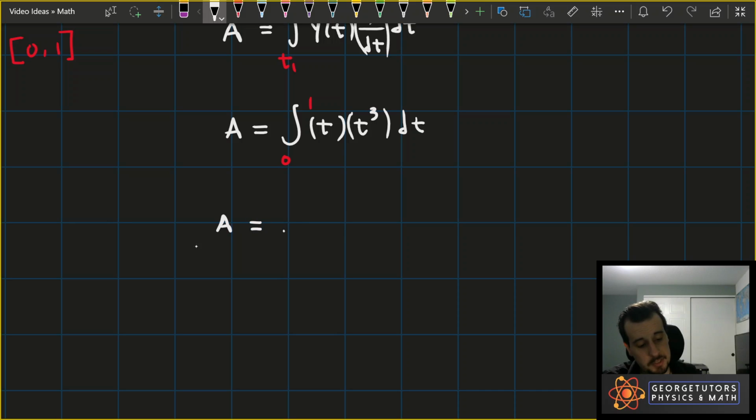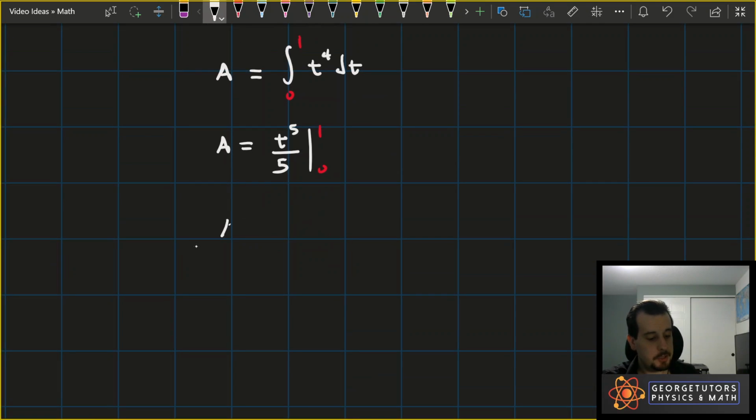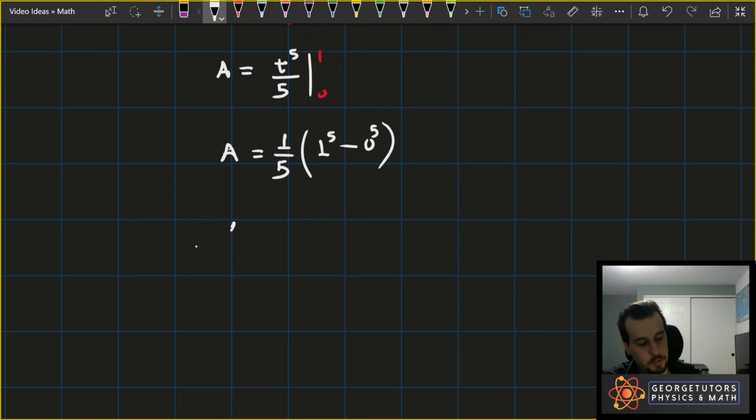So the result here of this integral is very simple. We're just integrating t to the fourth with respect to t from 0 to 1. This comes out to be t to the fifth over 5 from 0 to 1. And then I'll pull the 1/5 outside before I plug in the endpoints right now. So t to the fifth, we have 1 to the fifth minus 0 to the fifth. And that leaves us with an area of 1/5.